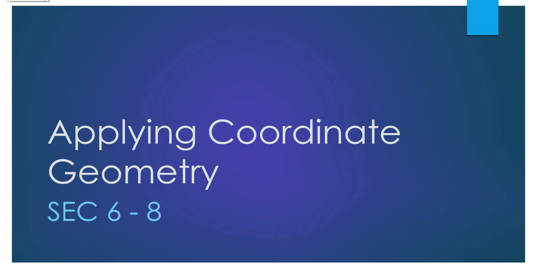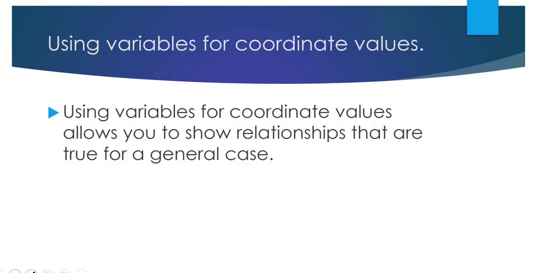Section 6.8 is applying coordinate geometry. So we're going to continue to work with our coordinate plane, but this time we're going to look at using variables for our coordinate values. Rather than a specific position on the graph, 1, 3, 2, 7 for the vertices, we're going to be looking at vertices that have variables for their coordinate values.